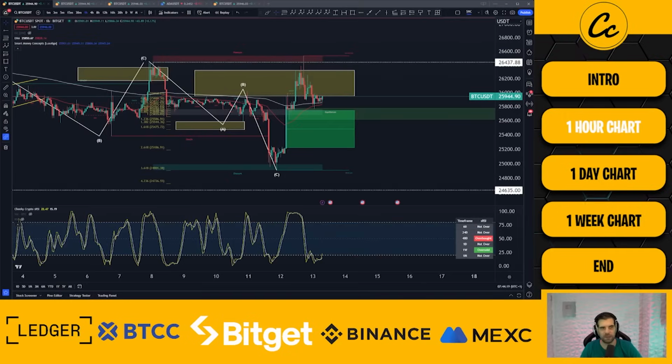Let's kick things off with the 1 hour time frame. Here we have Bitcoin paired up with USDT using the BitGet spot exchange.